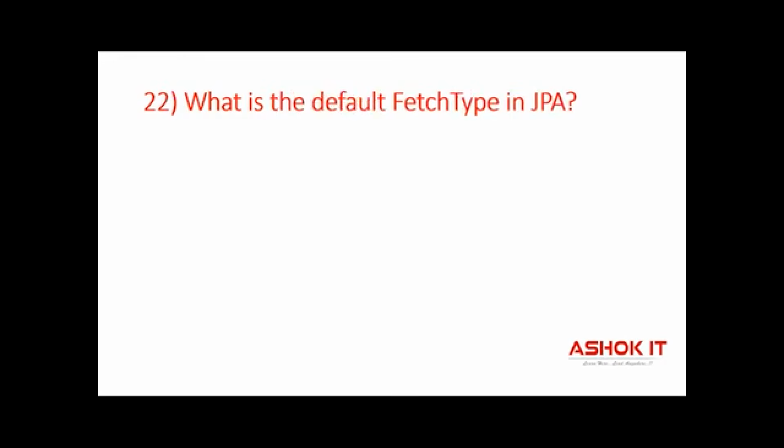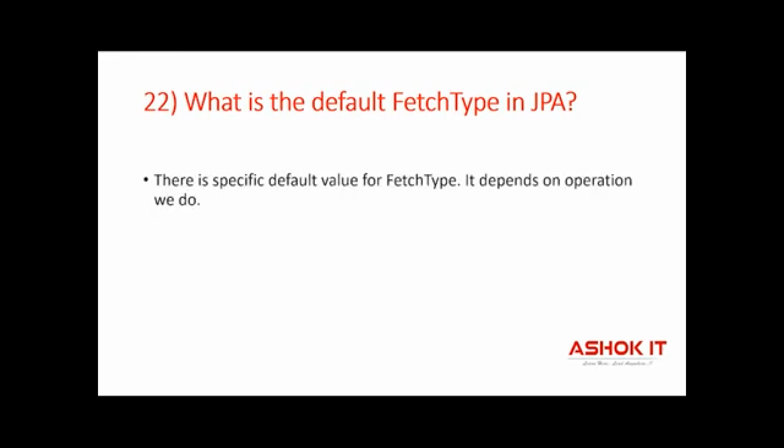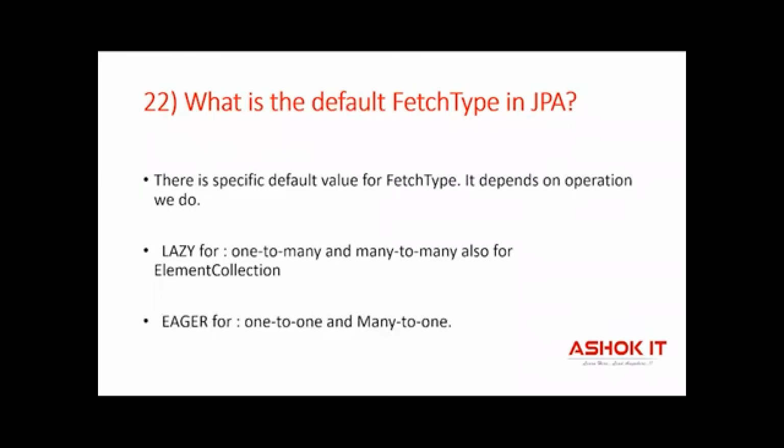So the next question you may get is: what is the default fetch type? There is no single default for fetch type. There is no default value given. That depends on the operation that you select. For example, you are writing one to many or many to many. Observe carefully, child is many. One to many, many to many: in this case, it's lazy. Also, if you're using the ElementCollection annotation, that is also lazy. Eager means one to one, many to one. Child is one, you can observe. Then eager will be the default.